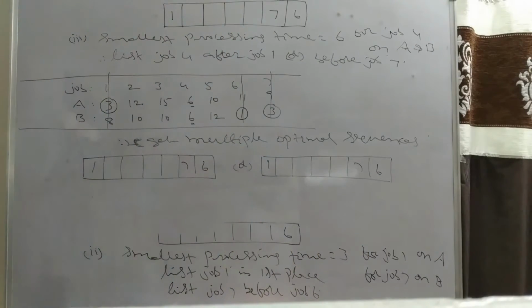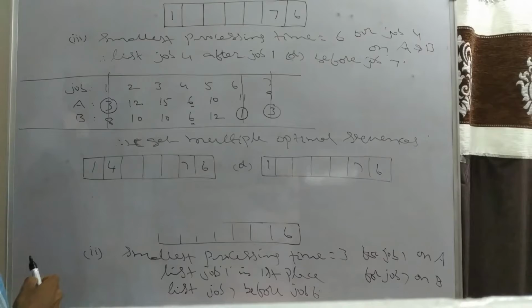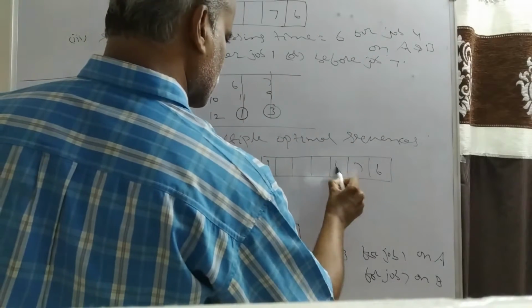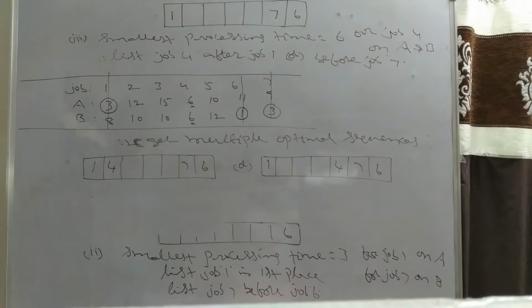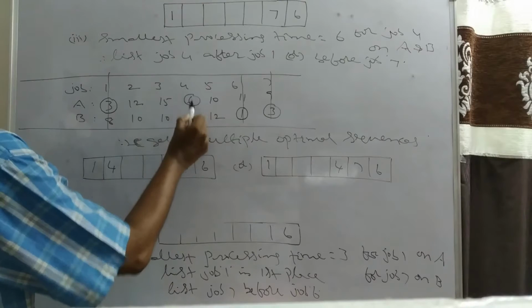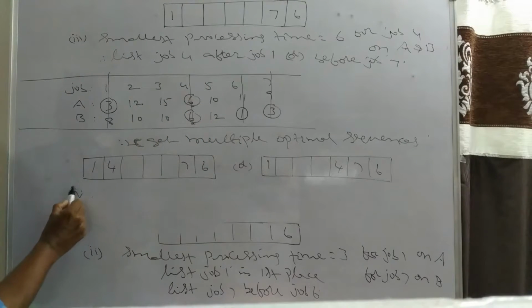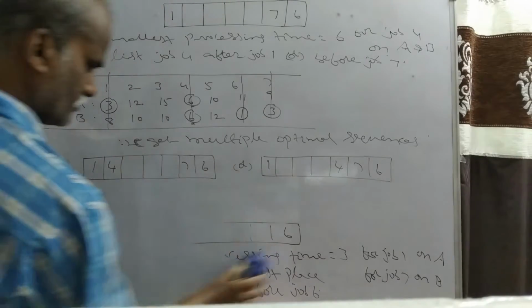These are the previous positions of the sequence. Now place job 4 after 1. This is one sequence. Place job 4 before job 7. This is one place. So these two are multiple sequences. Now cross off job 4. So continue the same process for the remaining jobs.